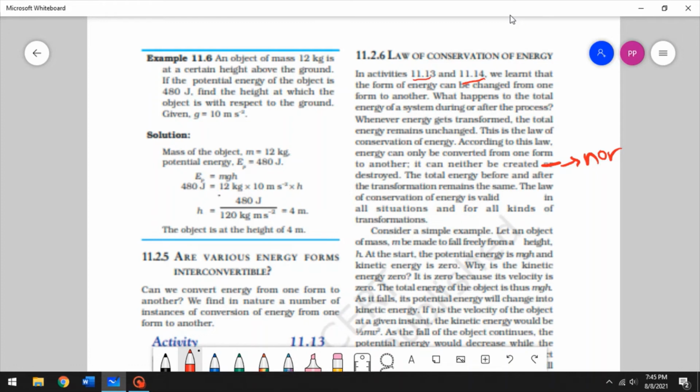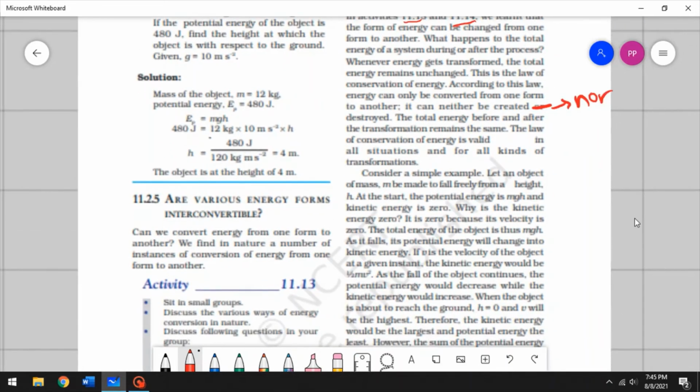The law of conservation of energy is valid in all situations and for all kinds of transformations. So there is no exception for the law of conservation of energy. Energy can never be created, it can never be destroyed. It can only be converted from one form to another form. That's it.